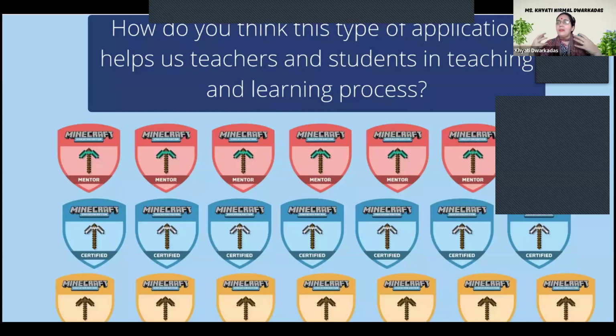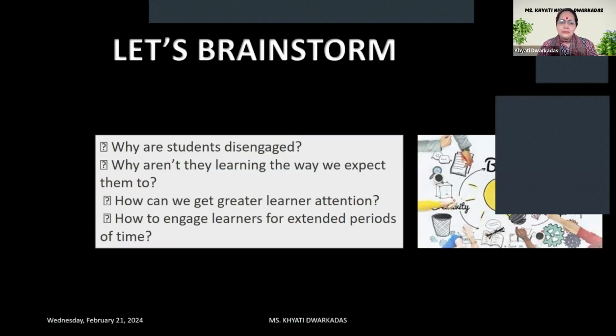So we today call them buddies because we are old school. But modern day learning methods will start calling them beginners, certified, mentors. And the mentors help the beginners. That's all. These are just badges that we have created. And this is something we have discussed in the beginning only today of the session. That why are these students disengaged?